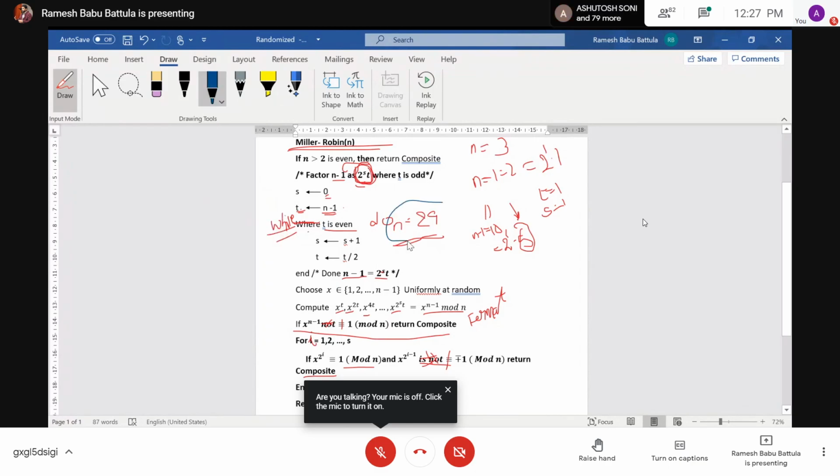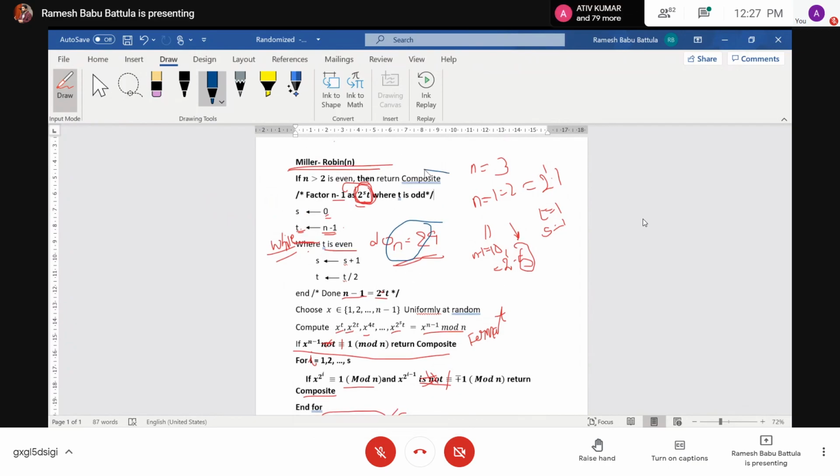This is the one you need to solve: n equal to 29. First you need to check here. So this is going to pass this one. This is not a composite number. Then you have to find how to write it in the form of this one.